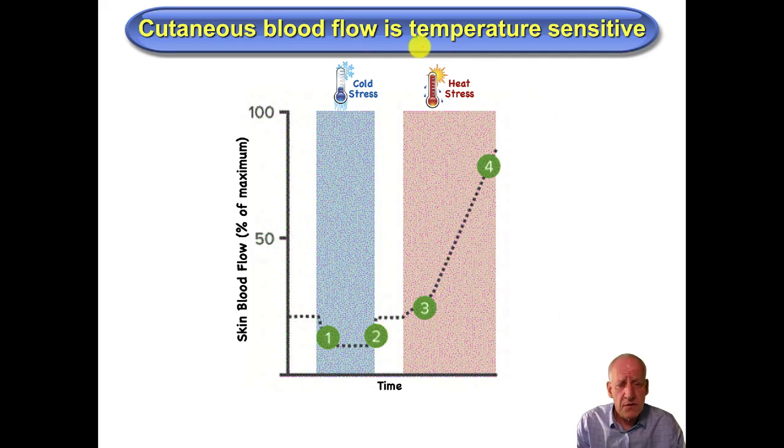The skin is a thermoregulatory organ, so it's not surprising that its blood supply depends largely on the body core temperature. Let's perform an experiment.